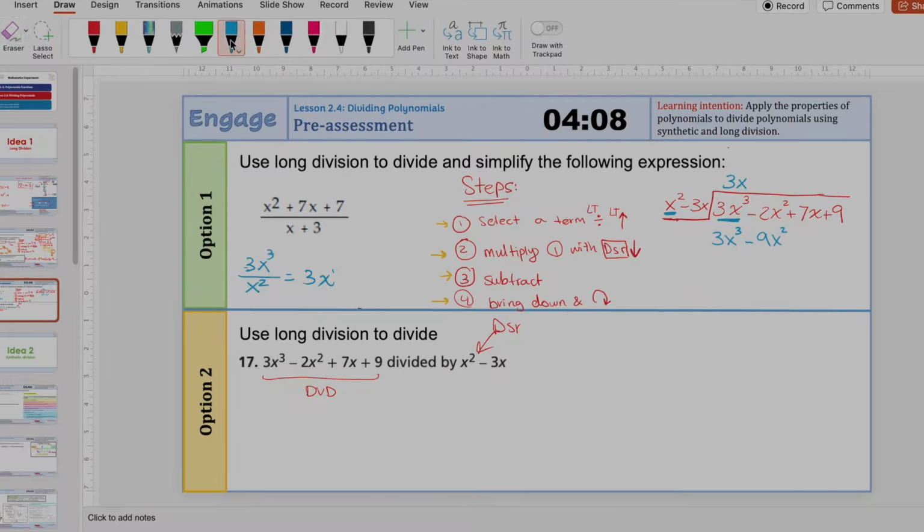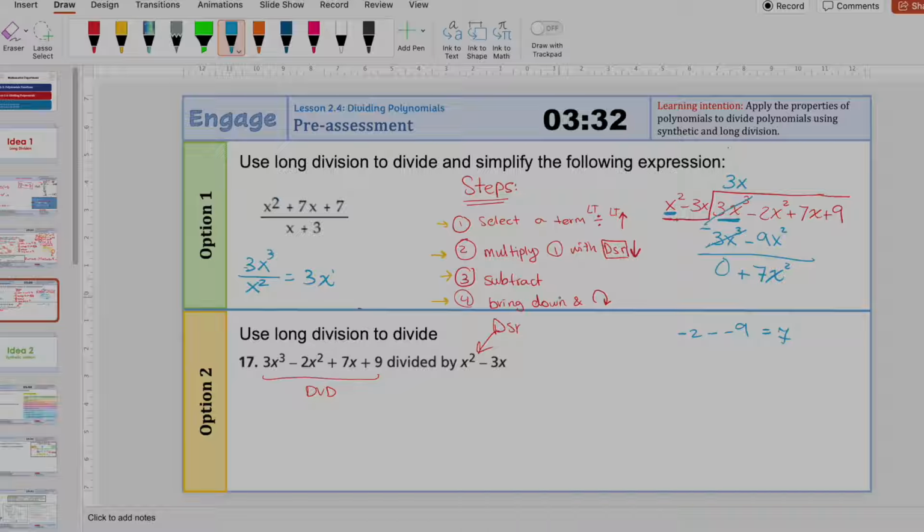Next, what do we do? We subtract. So this is going to be cancelled because 3x cubed minus 3x cubed is 0. Now here we have negative 2x squared minus negative 9x. How do we do that? Just in the calculator write down negative 2 minus negative 9. This is going to be positive, so you're going to get 7. So the answer will be positive 7, and put the variable down. Make sure you are subtracting with the same variable, okay?